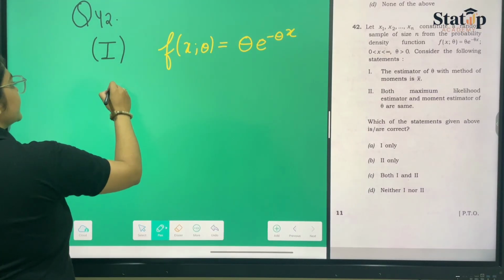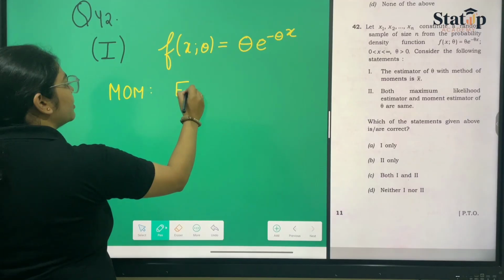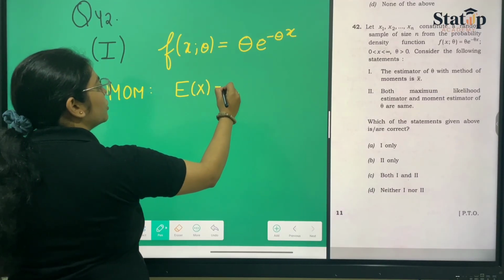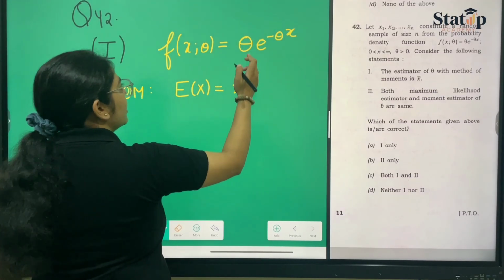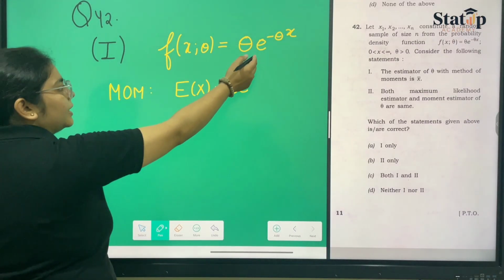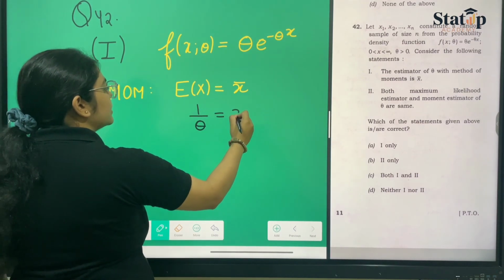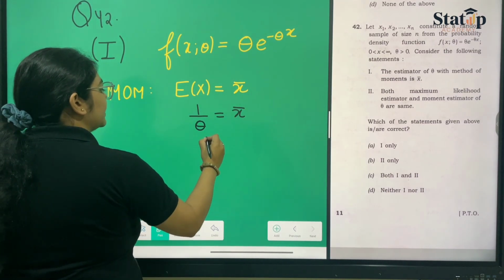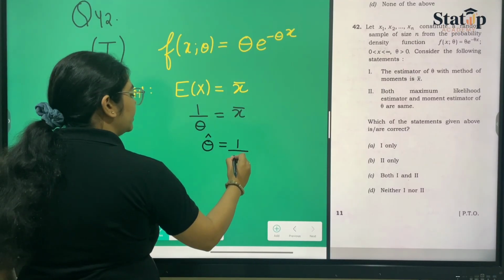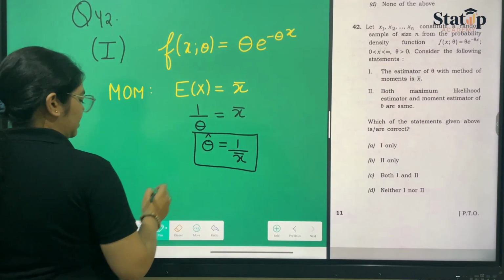So first of all, let us calculate method of moment. Now we all know that the formula for method of moment is expectation of x is equal to x bar. Here this is exponential distribution with parameter theta, and the expectation of this value is 1 upon theta. We all know this is x bar. So the value of theta cap from here is 1 upon x bar. So we have calculated our method of moment estimator.